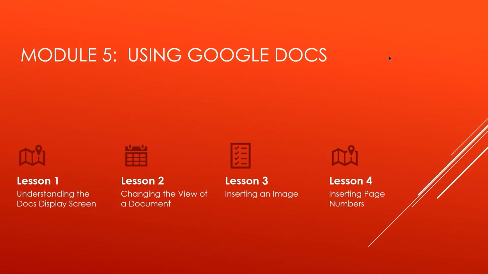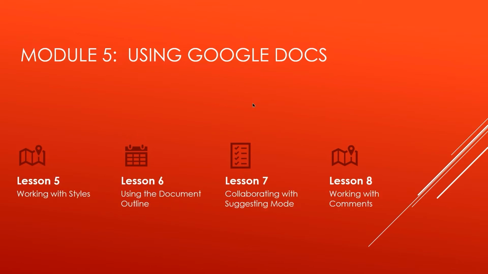We'll go through 8 lessons in Module 5 when we begin using Google Docs. As usual, we'll understand its display screen, and you'll learn how to change the view of a document. We'll be inserting an image and page numbers into a document, and then move on to working with styles, using the document outline, collaborating with suggesting mode, and end by working with comments.